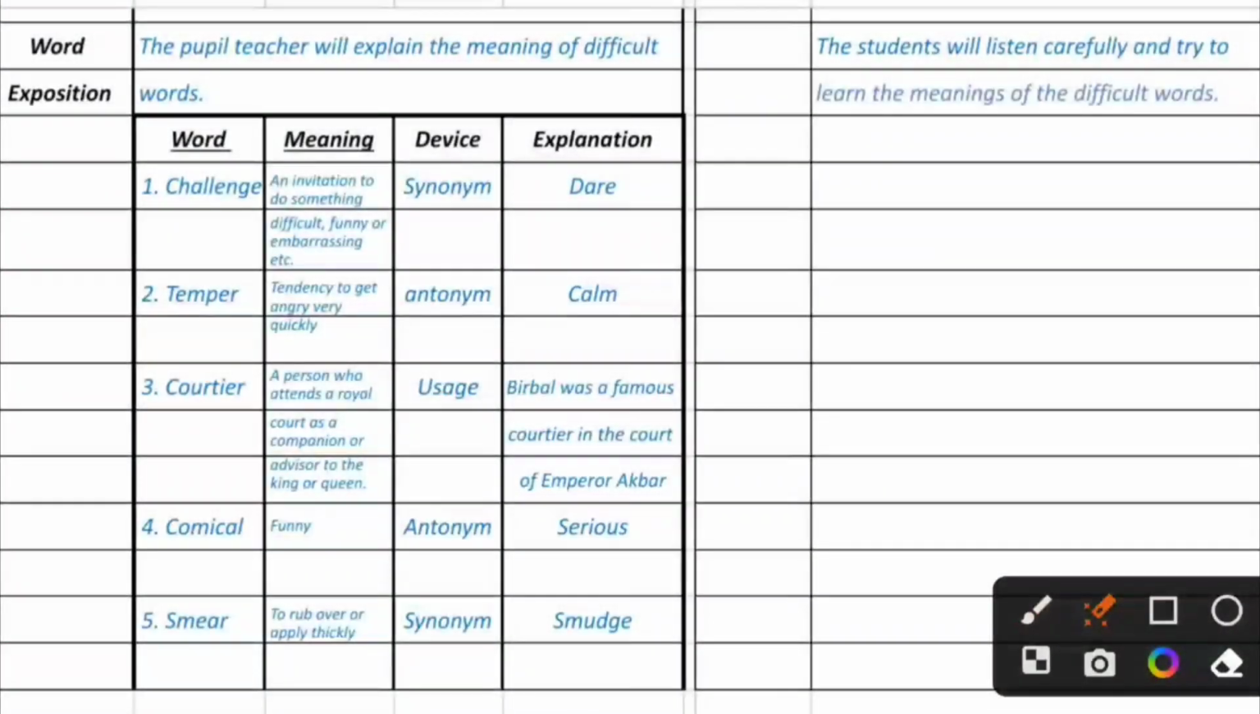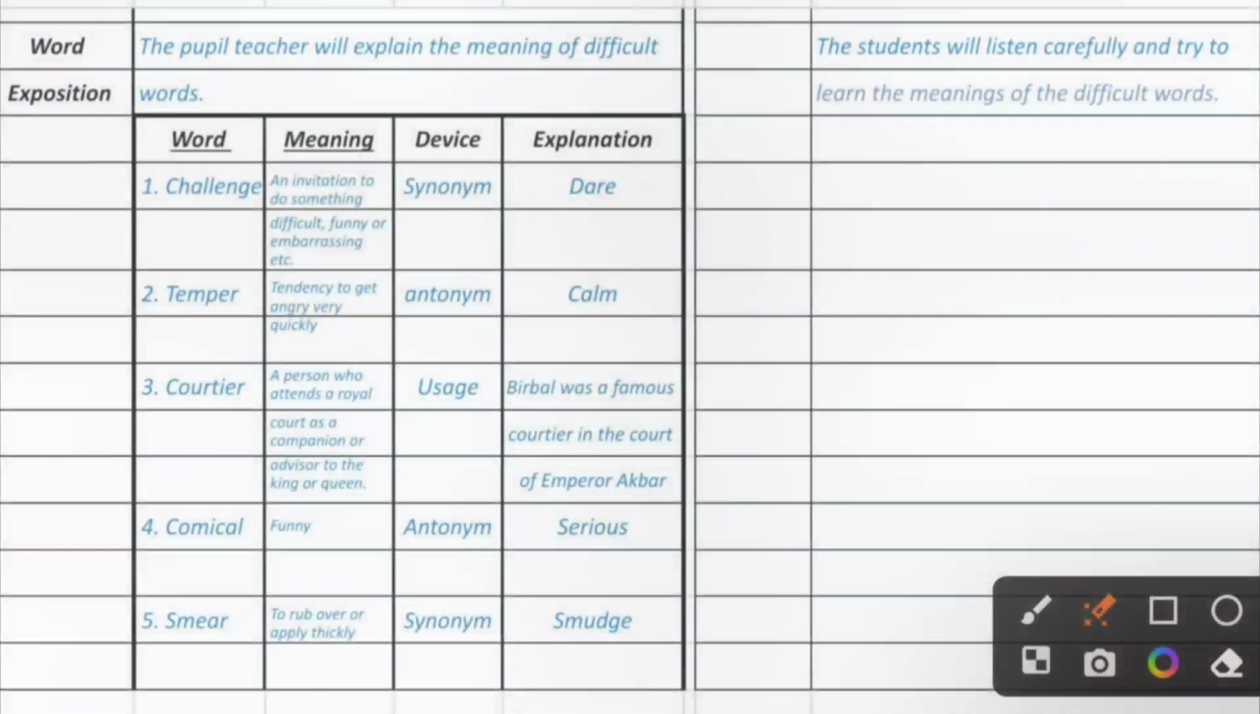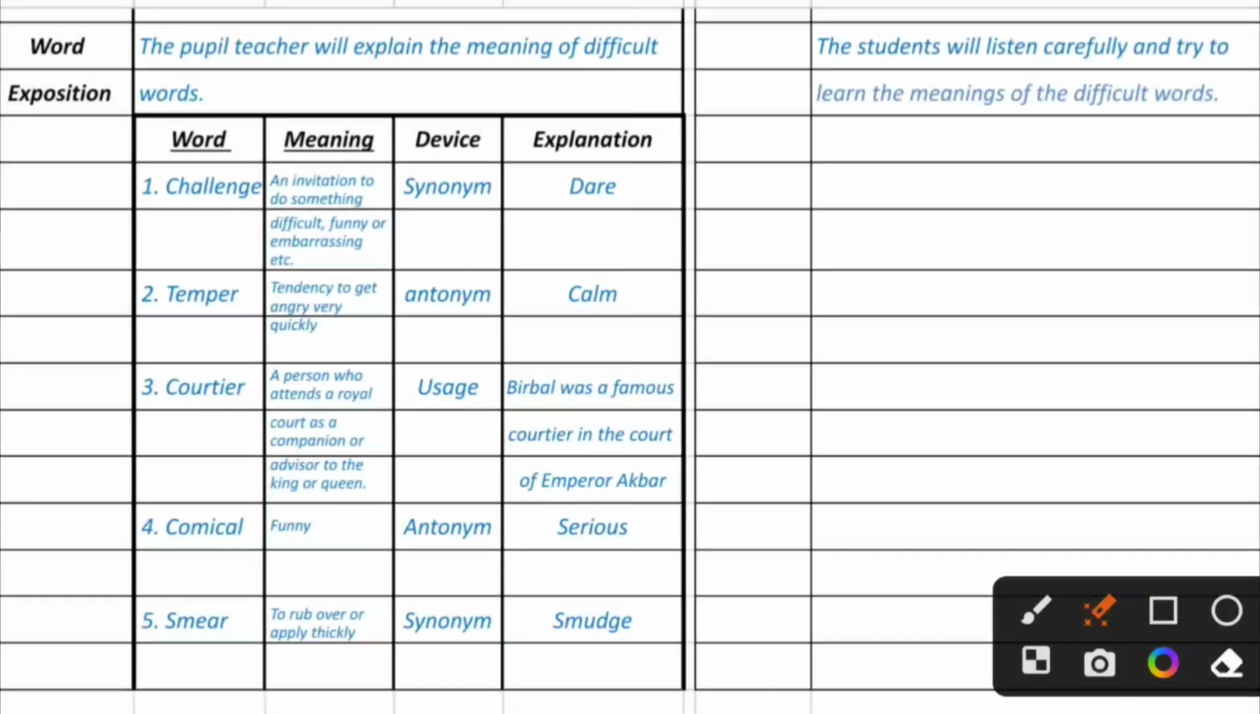So here we have to make 4 columns in the pupil teacher's activity column. The first one for the word, second for meaning, third for device and fourth for the explanation. Like here, the first word is challenge. Its meaning is an invitation to do something difficult, funny or embarrassing, etc. The device which we use here is synonym. And what was that synonym? Dare. So in the explanation column, you will write that word which you have used as a device. The device you used was synonym and the word you used as a device was dare.